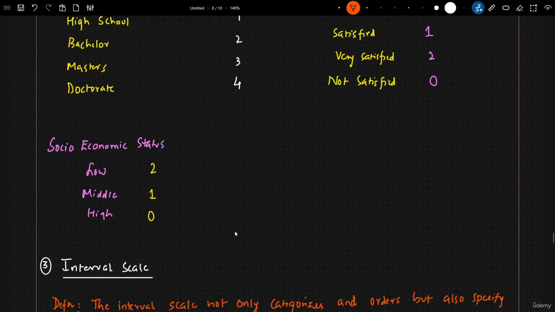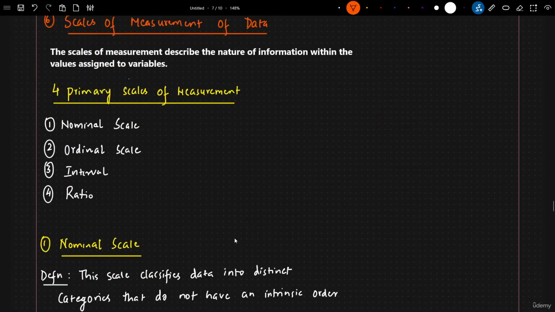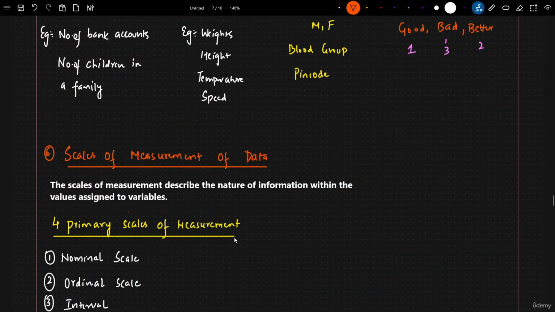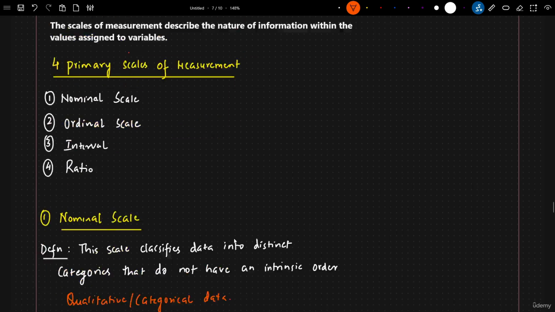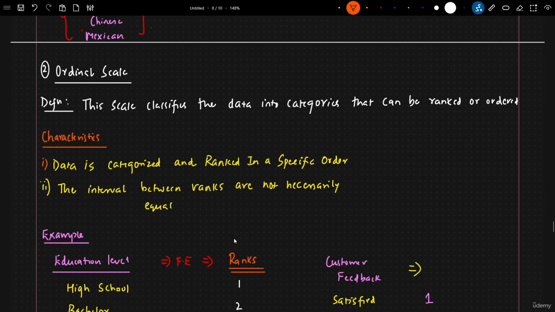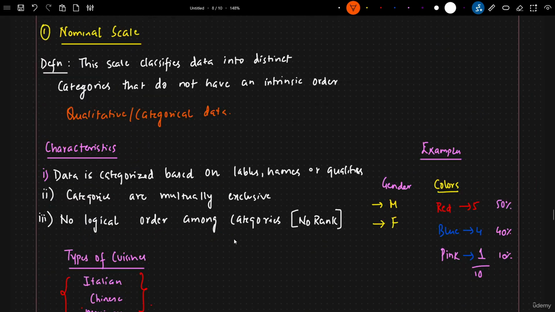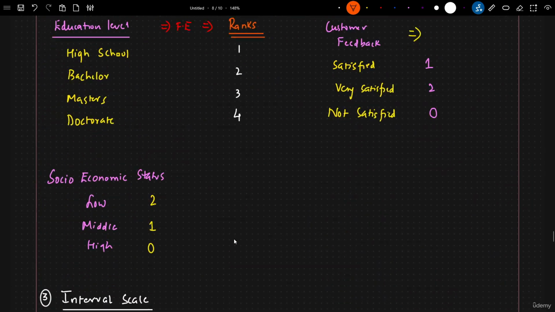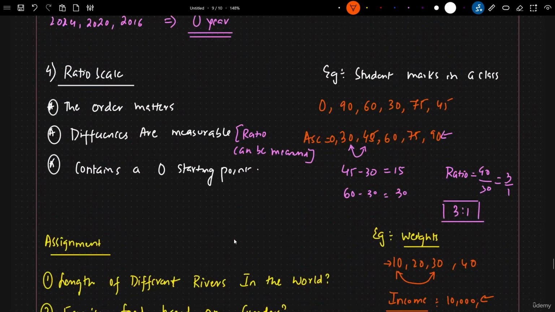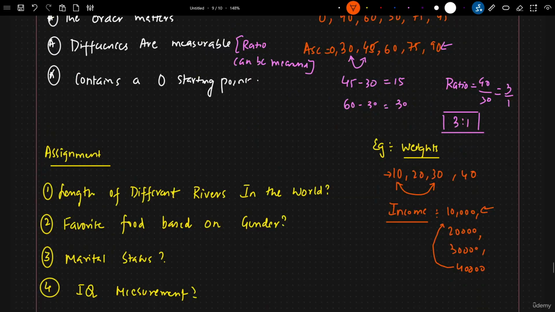So all this information was related to the different types of scales of measurement of data, right? And I hope you are able to understand the differences between interval scale, ordinal scale, nominal scale, what kind of data you specifically use in this, and all the other information, right?